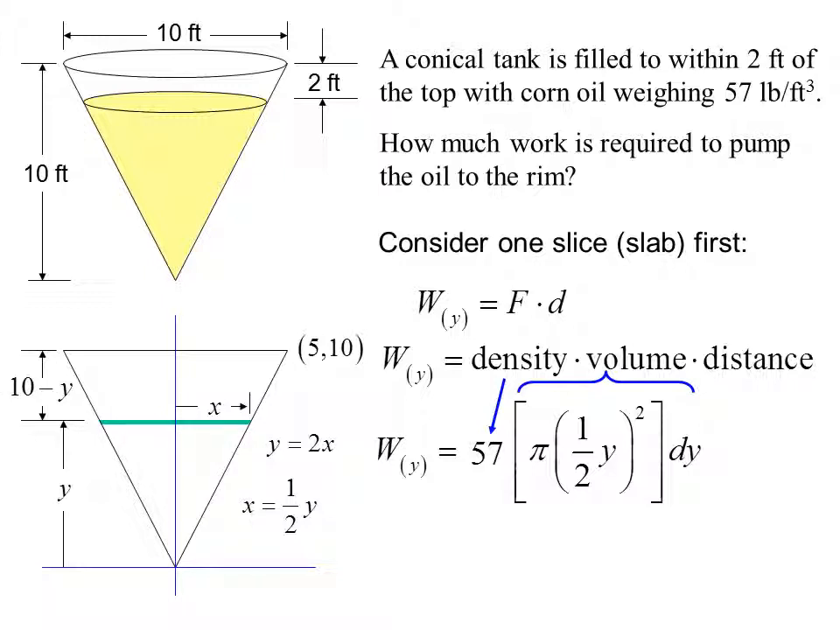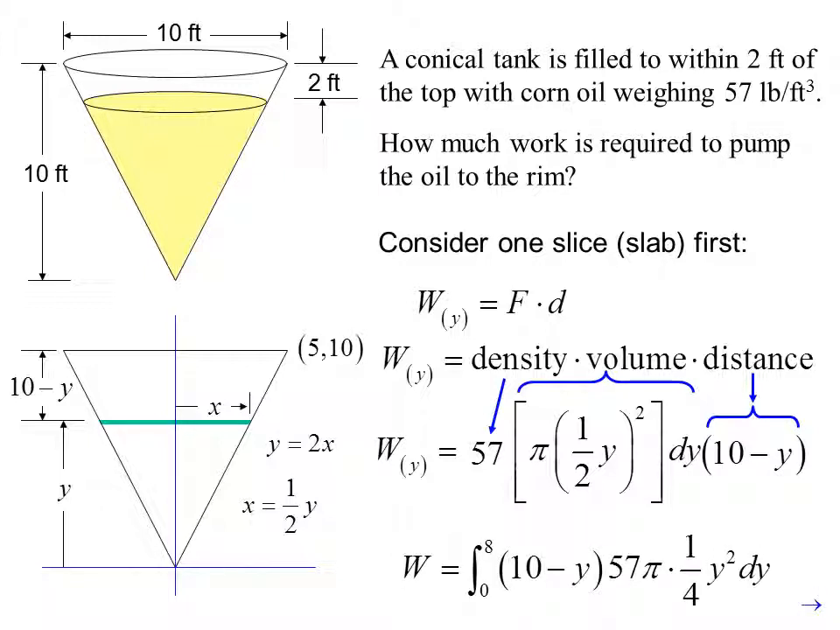The distance then that the slice has to move is 10 minus y. Our integral becomes the integral from 0 to 8, not 0 to 10, because the last 2 feet don't have any oil. So we have the integral from 0 to 8, (10 minus y) times 57 pi times 1/4 y squared dy.